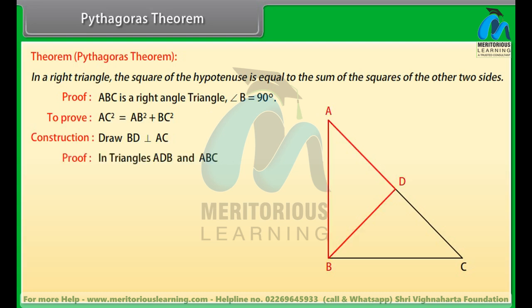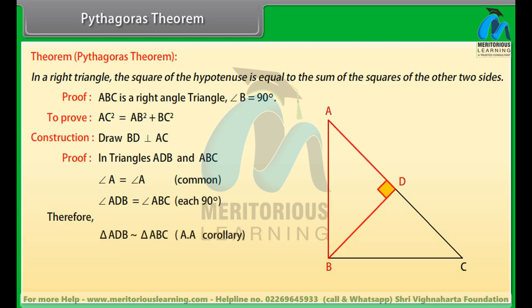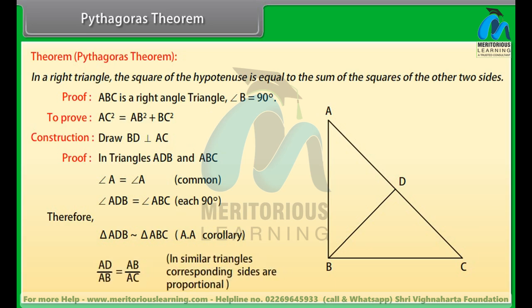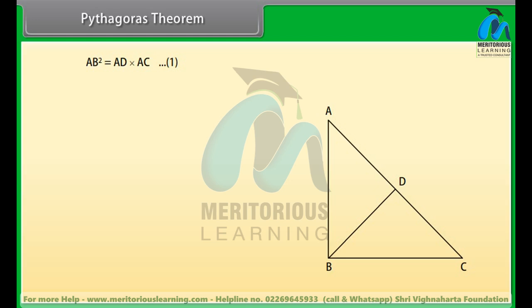Proof. In triangles ADB and ABC, angle A is equal to angle A, common. Angle ADB is equal to angle ABC, each 90 degrees. Therefore, by AA corollary, triangle ADB is similar to triangle ABC, which implies that AD upon AB equals AB upon AC, because in similar triangles, corresponding sides are proportional. Or we can write it as AB square equals AD into AC, mark it as 1. Similarly, BC square equals DC into AC, mark it as 2.